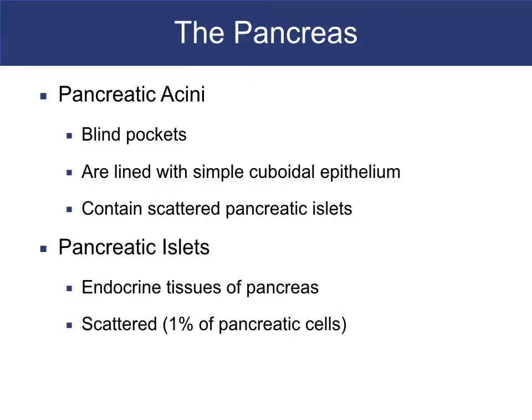They're blind pockets. They're lined with simple cuboidal epithelium. They are exocrine glands, right? Exocrine. Dump into ducts, and yet scattered about through the pancreas are these little islets, which we call pancreatic islets.